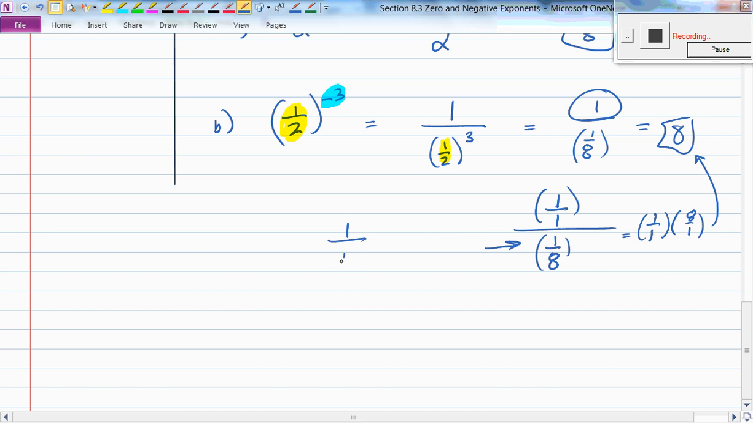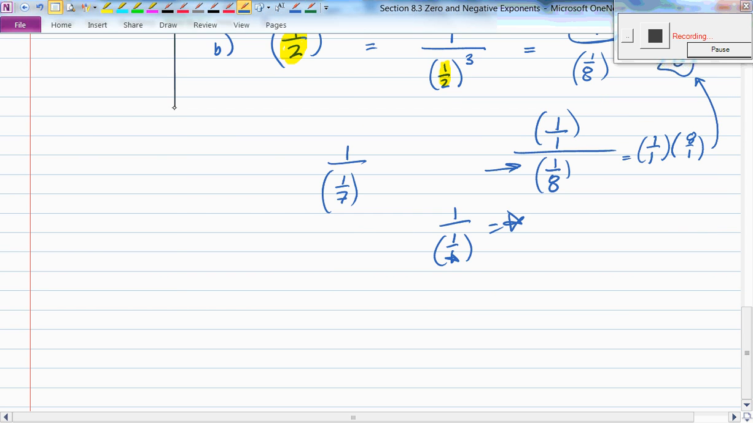So quickly, what's 1 divided by 1/7? 7. It's just 7. What's 1 divided by 1 over star? Star. See how easy that is? Okay, cool. Let's do another one.